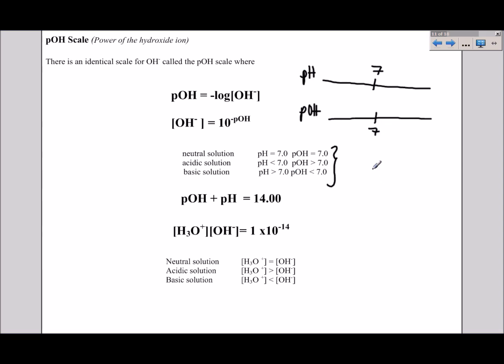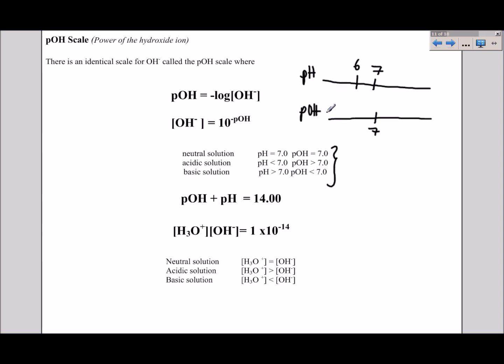And what we want to do is look at the relationship. If we think of an acid that has a pH of 6, it has a certain concentration of H plus.